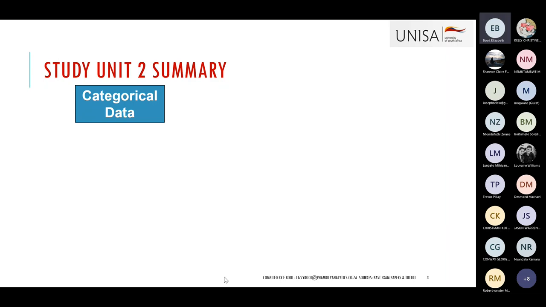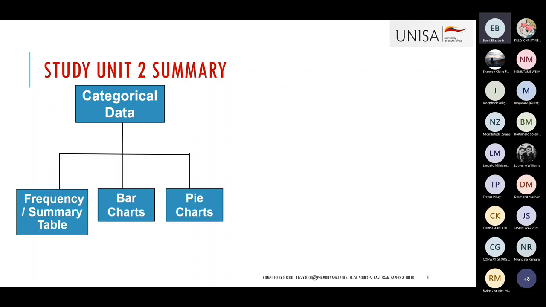Okay. So we have a bar chart and a pie chart. Any other summary we can do? A frequency table. Those are the three. Now, you don't need to know only the names, but you need to know the properties that make up each and every one of them. What is a frequency table and how do we create one? A frequency table will give you categories and it will also show you frequencies, and it can also show you the percentages as well. What are the properties of a bar chart?